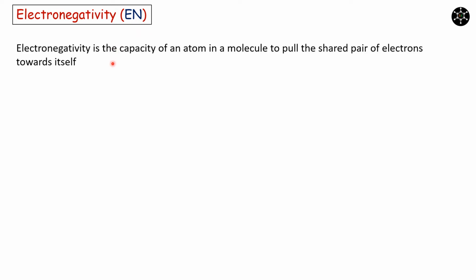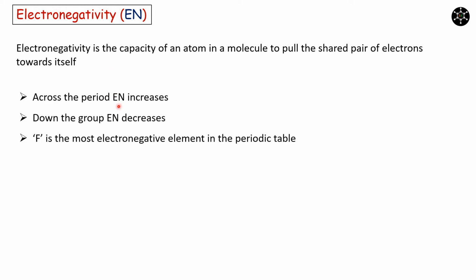We have already learnt about electronegativity in chapter 1, that is the periodic table. Electronegativity means the capacity of an atom in a molecule to pull the shared pair of electrons towards itself. Electronegativity across the period increases and down the group decreases. In the periodic table, fluorine is the most electronegative element.